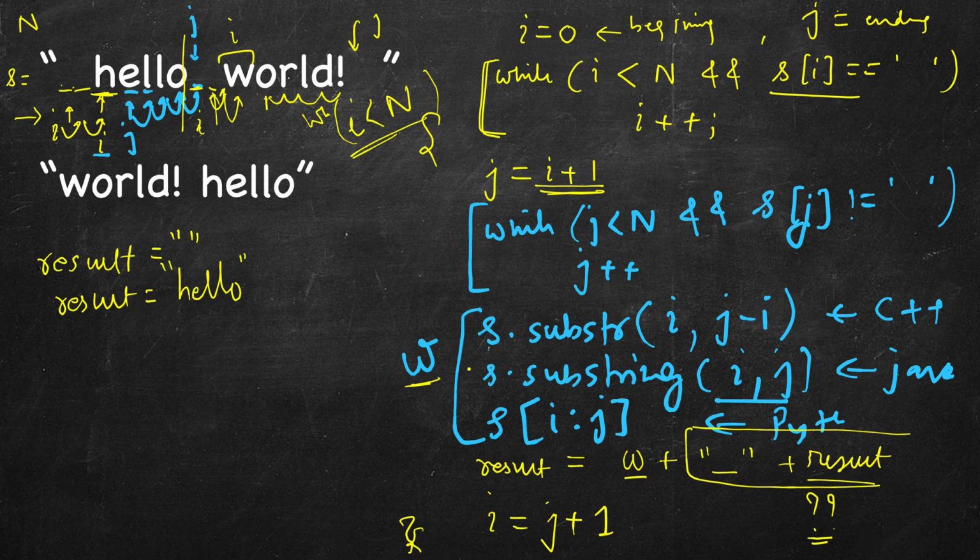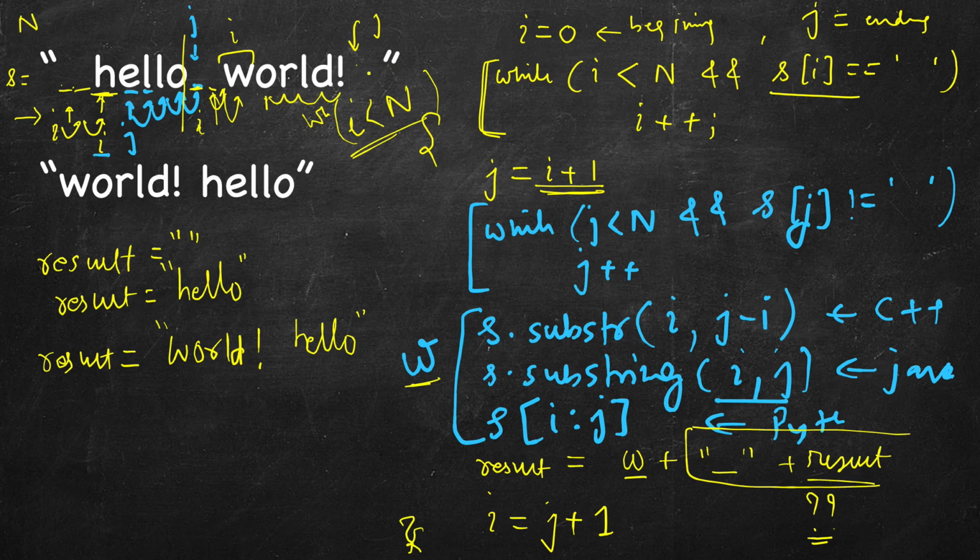So again we take the substring, this time it will be world. This time the result is not empty, so we will add this part also. So result equal to, W will be this world exclamation, then this space, then the earlier result which is hello.